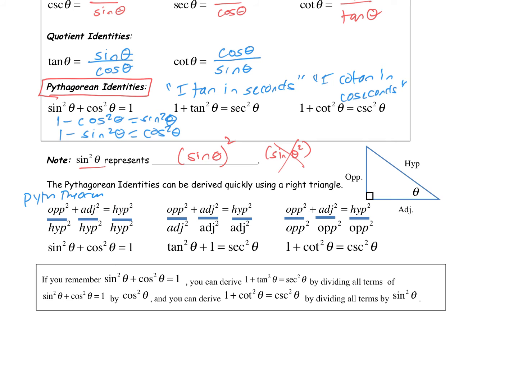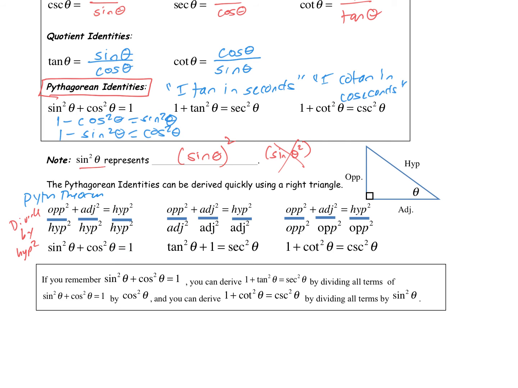Now, what we're going to do is divide by the hypotenuse squared, that length squared. When we do that, what we get is opposite squared over hypotenuse squared, that is sine squared theta. Adjacent squared over hypotenuse squared is cosine squared theta. And hypotenuse squared over hypotenuse squared is simply 1. That's the first Pythagorean identity.